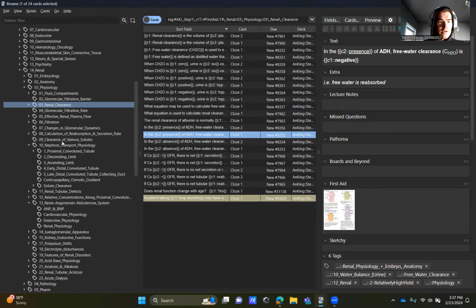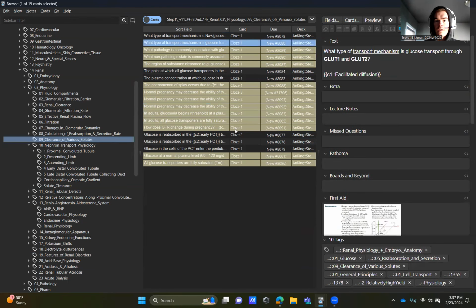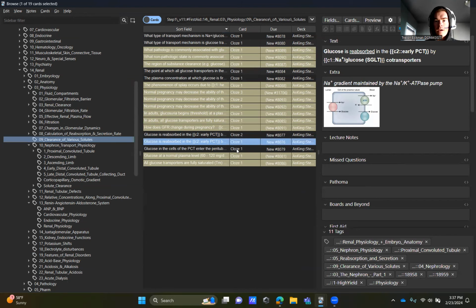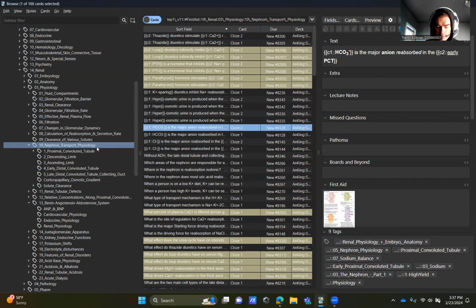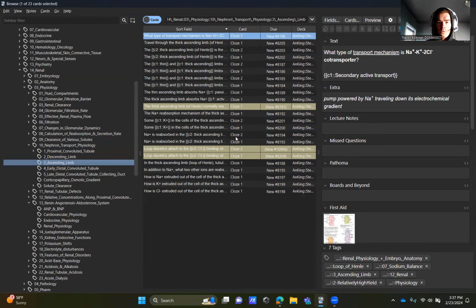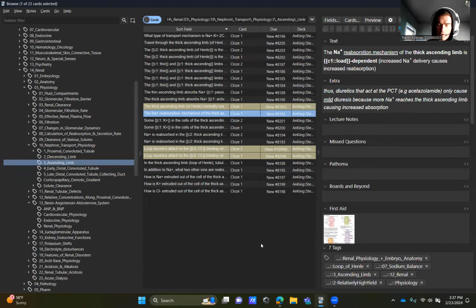But moving on, we're going to come down to 9, clearance of various solutes, and I activated 1 card here. Not that one. This card here specifically, talking about the GLUT1 and GLUT2 transporters. So just the 1 card here for that. And then we're going to move down into section 10, nephron transport physiology. We're going to go into 3, and I activated the load dependent card here. So just this one here that I skipped over yesterday.